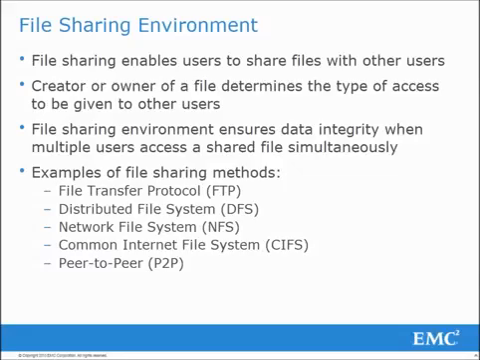In a scenario where multiple users try to access a shared file simultaneously, a locking scheme typically maintains data integrity and at the same time makes this sharing possible. Some examples of file sharing methods are File Transfer Protocol, or FTP, Distributed File System, or DFS, Network File System, or NFS, and Common Internet File System, or CIFS, and also the peer-to-peer, or P2P, model.